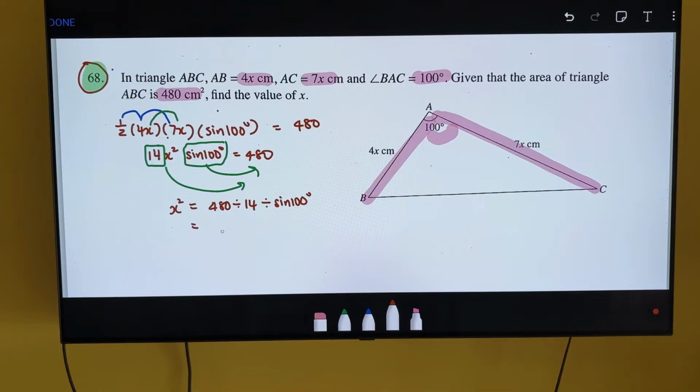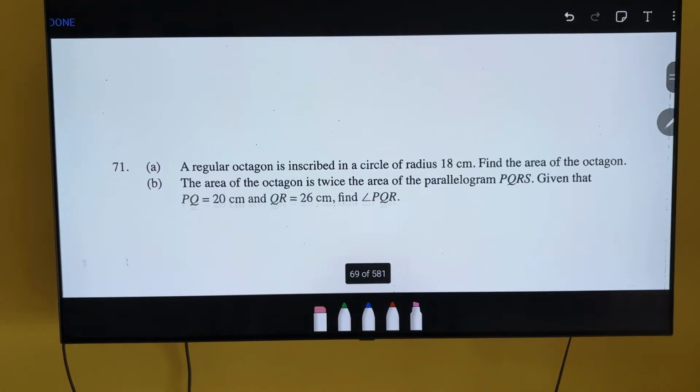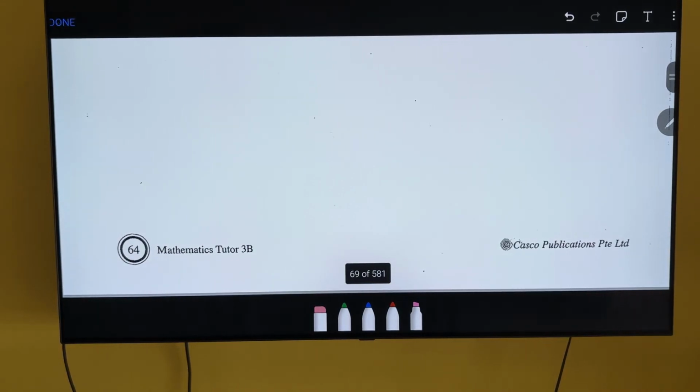We will end up with 34.8146. Hence, to find x means that we need to square root this value, to 3SF. Yeah, so that's how we can solve a question on that. All right. That's all we have for area of triangle.